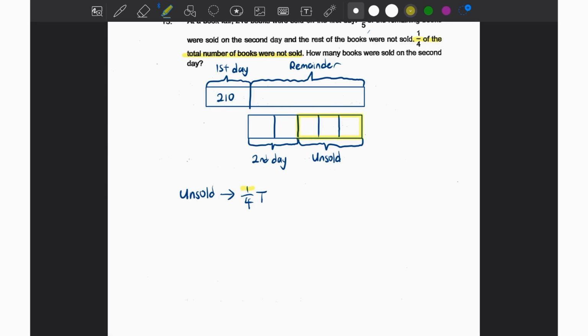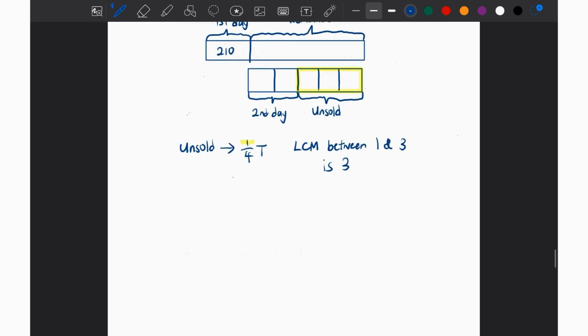So they are not the same. So how can we make this the same? So essentially, in order to make them the same, we need to find the lowest common multiple between 1 and 3, which is 3. So in this case, our fraction 1/4 of the total, we need to make the numerator into 3. So you multiply by 3 to the numerator and denominator, we get 3 out of 12 of the total.